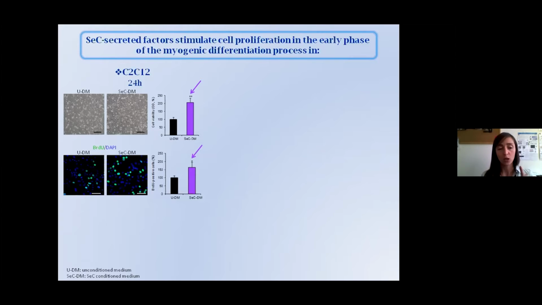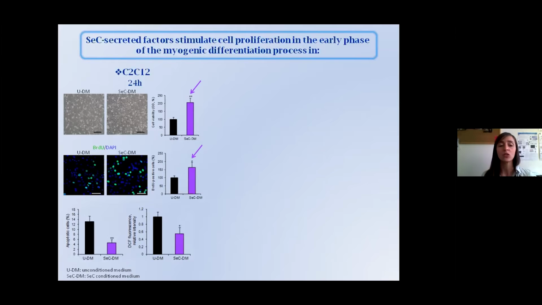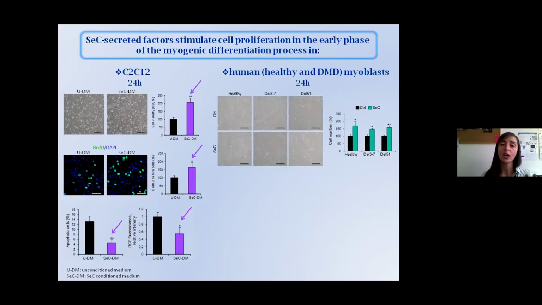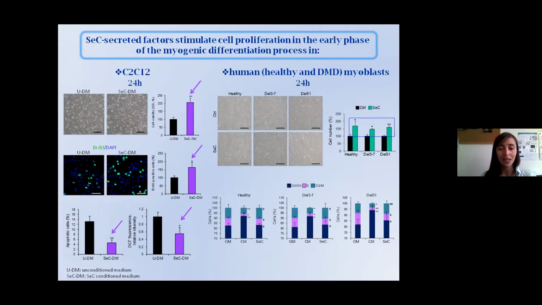But we observed also that Sertoli cells determine a reduction of apoptosis and a reduction of oxidative stress. Similar results were obtained in human healthy and dystrophic myoblasts. Also in this case, we observed an increment of the number of myoblasts in presence of Sertoli cells, and we confirmed it by cell count.